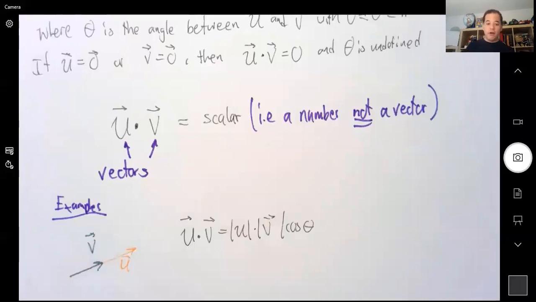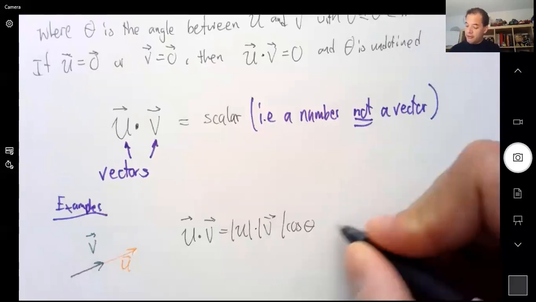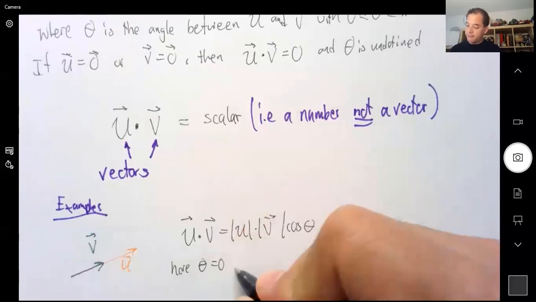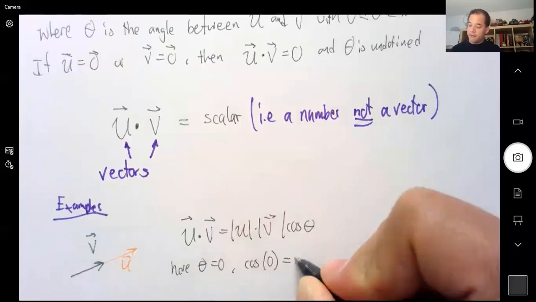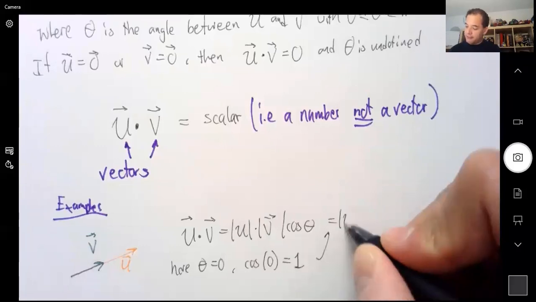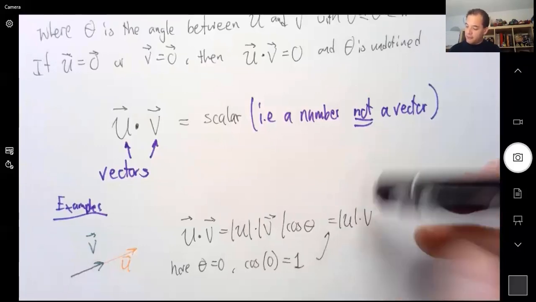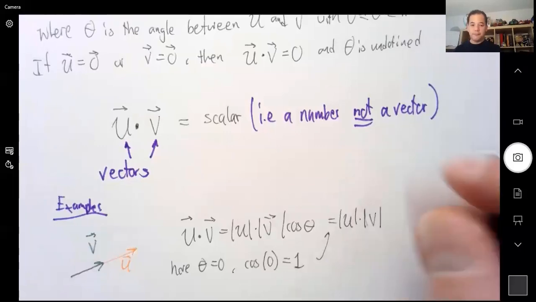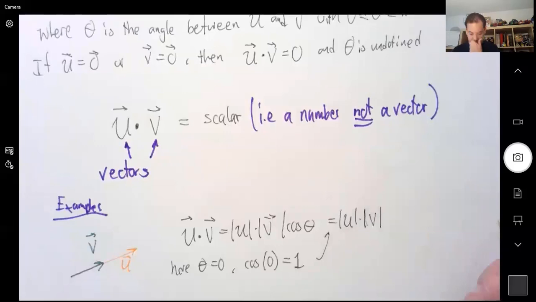Yeah, there is no angle between them, right? The angle between them is 0. So here, theta is 0. And what is cosine of 0? Well, that's 1, right? So then this just becomes the magnitude of u times the magnitude of v. So you just multiply how big the two vectors are. It's as easy as that.